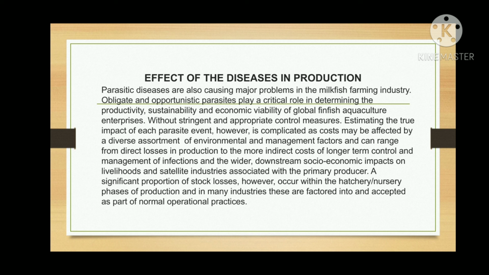may be affected by a diverse assortment of environmental and management factors and can range from direct losses in production to the more indirect costs of longer-term control and management of infections and the wider downstream socioeconomic impacts on livelihoods and satellite industries associated with the primary producer. A significant proportion of stock losses, however, occur within the hatchery and nursery phases of production, and in many industries, these are factored in and accepted as part of normal operational practices.